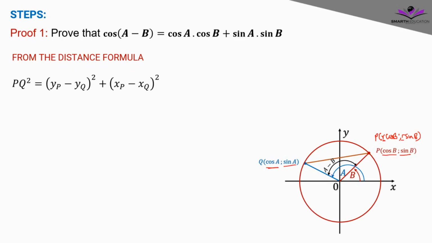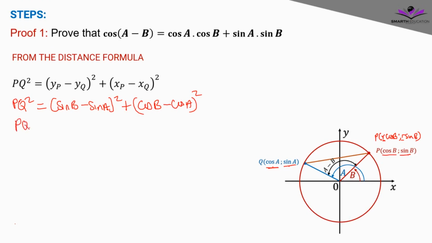Let's continue from there. PQ squared is equal to our y at P, sin B, minus our y at Q, sin A, squared, plus our x at P, that is cos B, minus our x at Q, that is cos A, and then squared. Okay, right now we have to simplify or expand this.